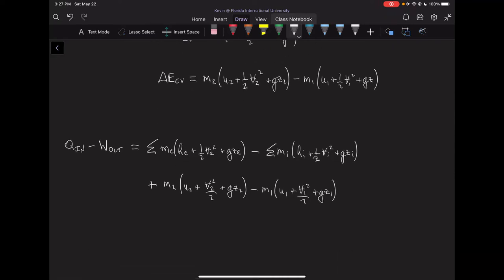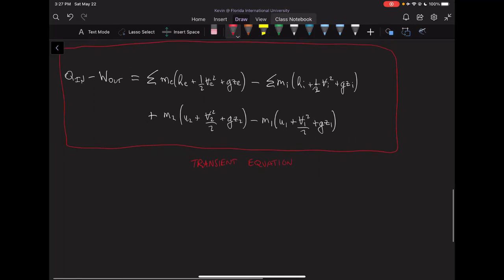Okay, so our equation is kind of long and it looks very complicated, but it's actually pretty simple to use. So we can define this as our transient equation for open systems. And I'm going to highlight some parts of this transient equation so that we can understand within a system what it means. So let's say that we have a system that looks something like this.